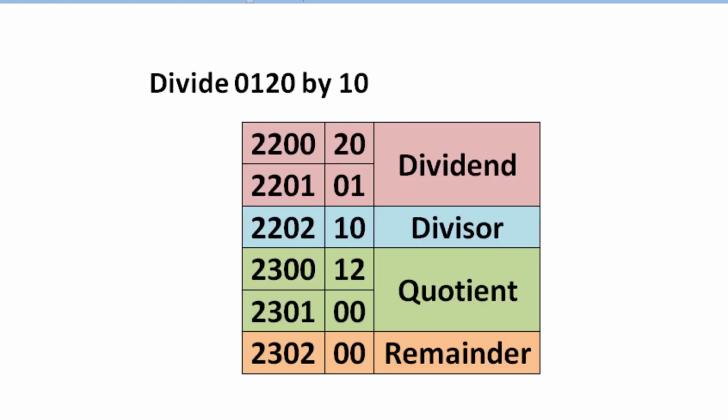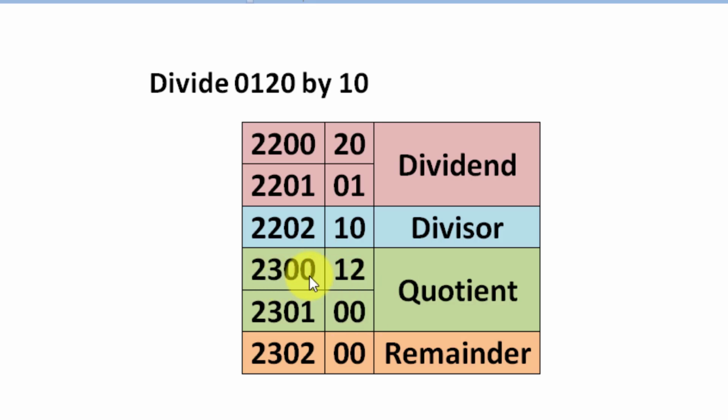Now before performing the practical on the simulator, this is what we'll be doing. We need to take some data, so I'll take this data 0120. This is the 16-bit number, the dividend, and this 10 is the divisor. So we'll divide this 0120 by 10, and since it is a 16-bit number, we'll store it in this way. At 2200, the lower byte 20 will be stored, and at 2201 the higher byte 01 will be stored. This is the dividend, and the divisor will be stored at 2202. So we're using 10 as the divisor, and after executing the code we will get this result.